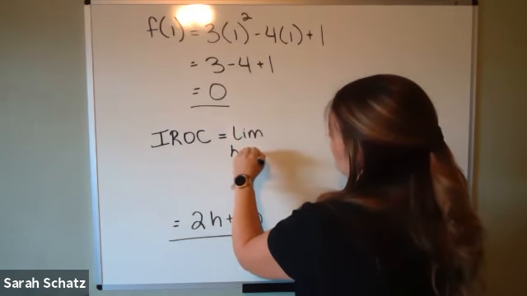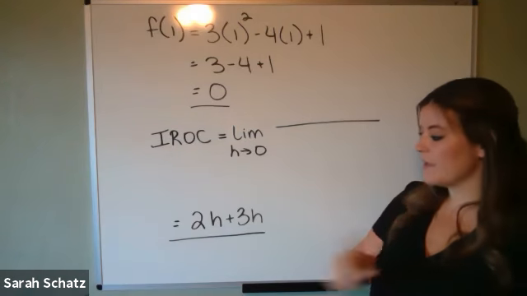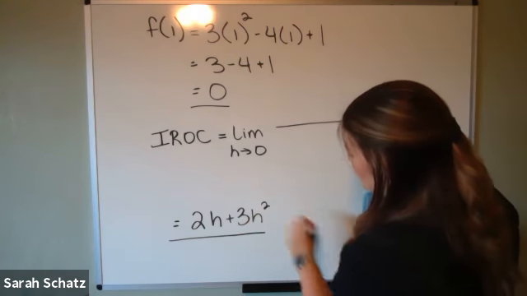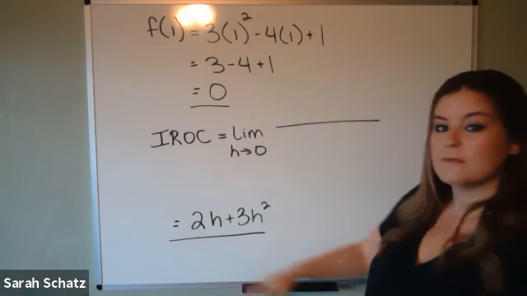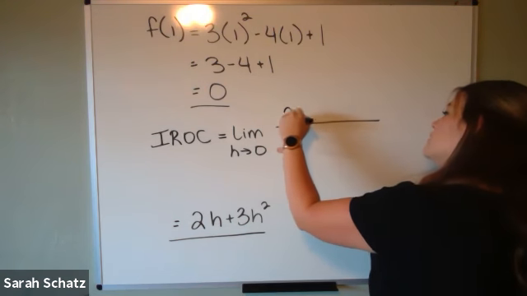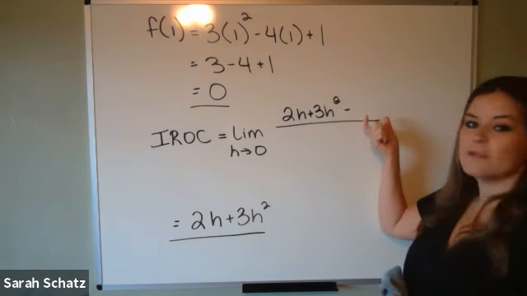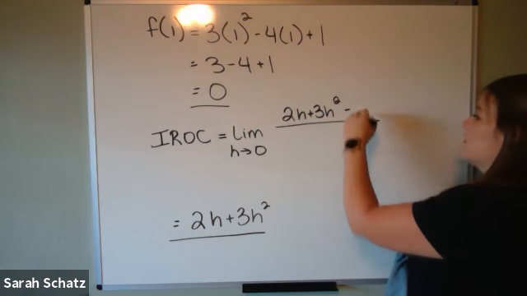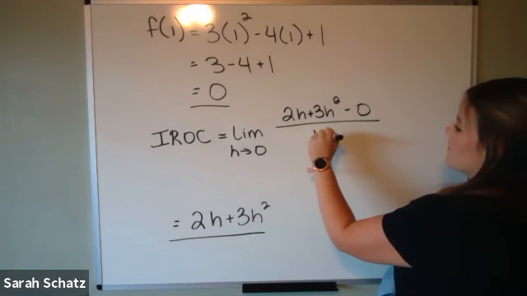Remember, we're looking for the limit as h approaches 0 of f of 1 plus h minus f of 1, all over h. Now right here is f of 1 plus h, but I already found that, and it's right here. So instead of writing f of 1 plus h again, I'm going to write this, because that's what I found: 2h plus 3h squared. Now, remember here, it's minus f of 1. I found f of 1 is 0, so I get a minus 0, or you don't even have to write that because it's 0. And then we do have the h on the bottom.